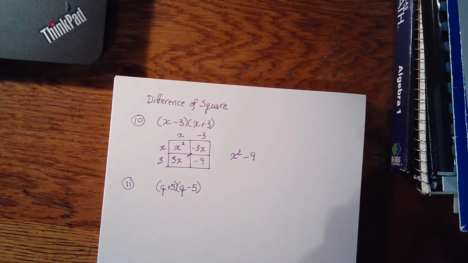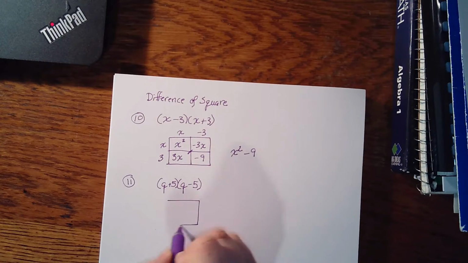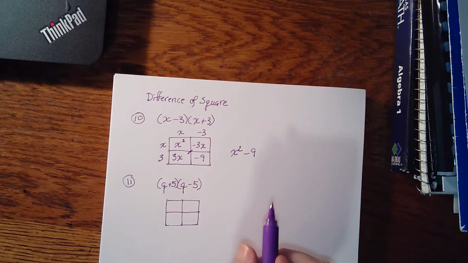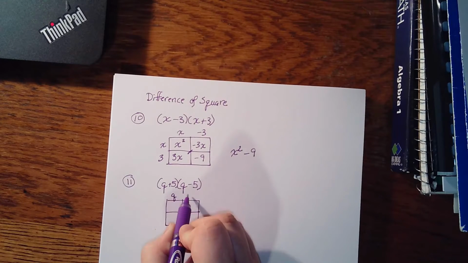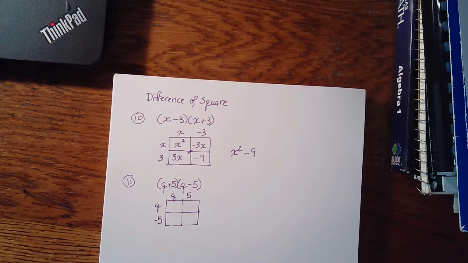Same thing that we did before. So let's make ourselves a nice rectangle, which, like I said, looks more like a square. So the q plus 5 I'm going to put on top, and the q minus 5 I'm going to put on the side. And once again, pay attention, I put the sign there so I remember to multiply the negative in.